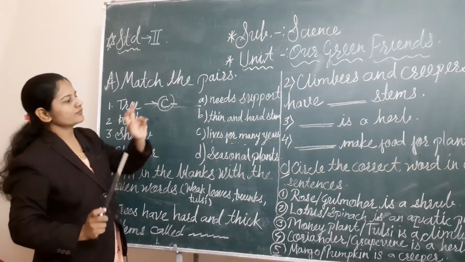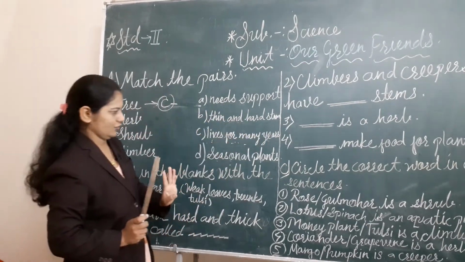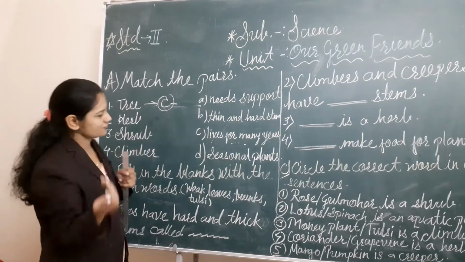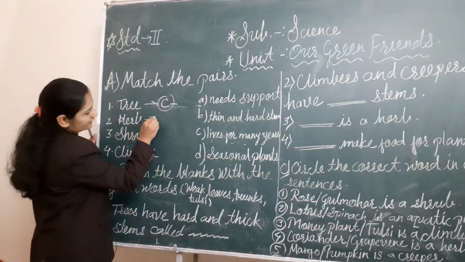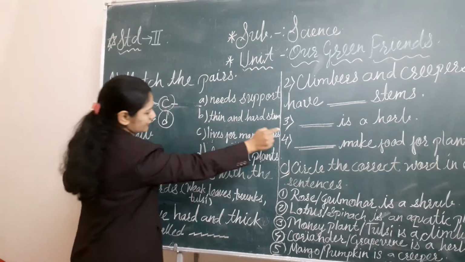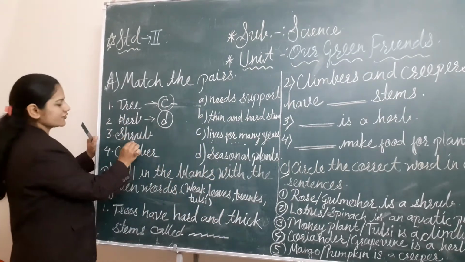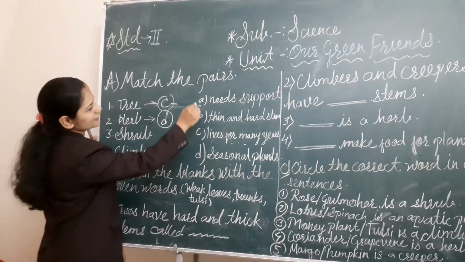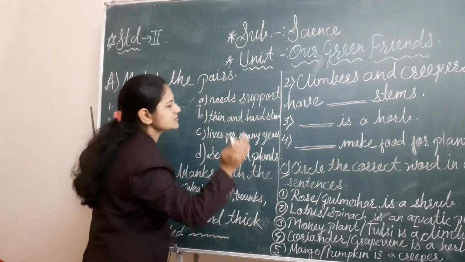Then the herb needs support? No. Thin and hard stem? No. Lives for many years? No, that is the trees. Then the seasonal plants. Yes, herbs are the seasonal plants. That is the D. You have to write down the sentence. Herbs are seasonal plants. Then the third, shrubs. Now only 2 options are there. Needs support, thin and hard stem.